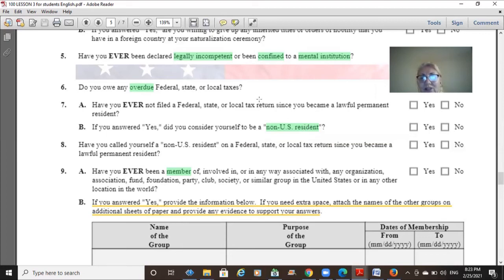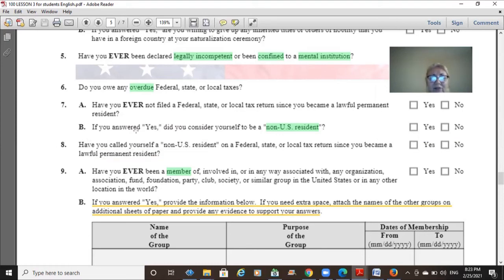So if you said yes, you didn't pay taxes at some point, was it because you considered yourself not to be a lawful permanent resident? I hope that this makes it clear for you what to say here, yes or no.